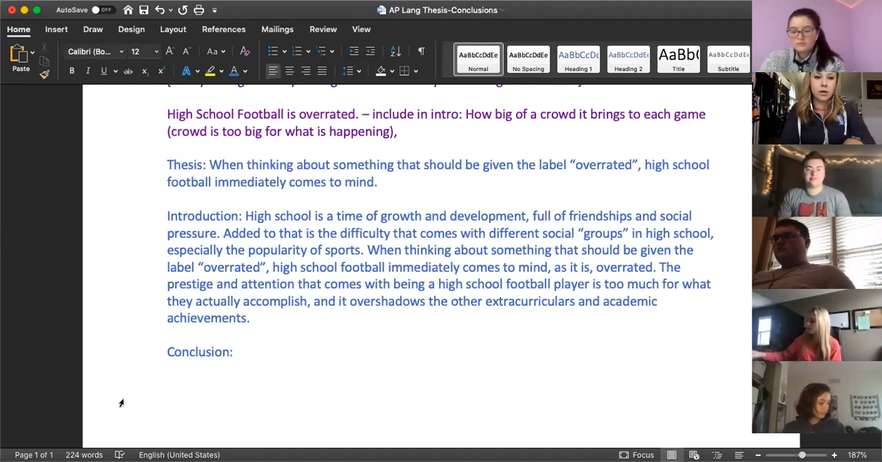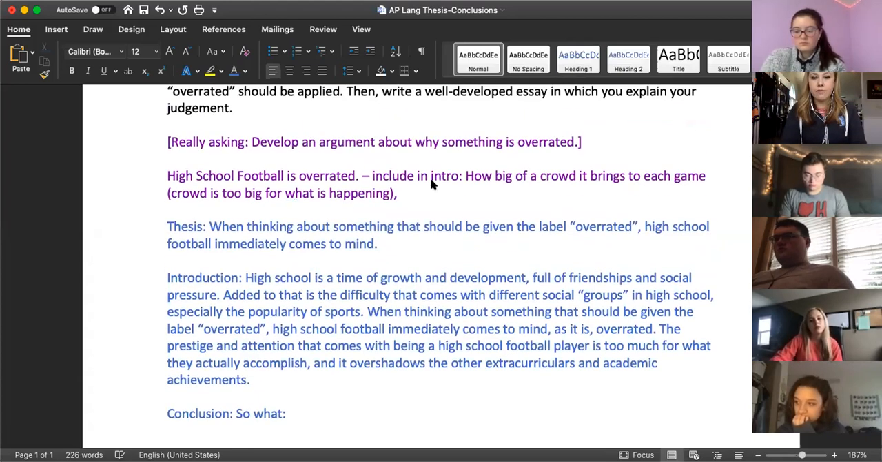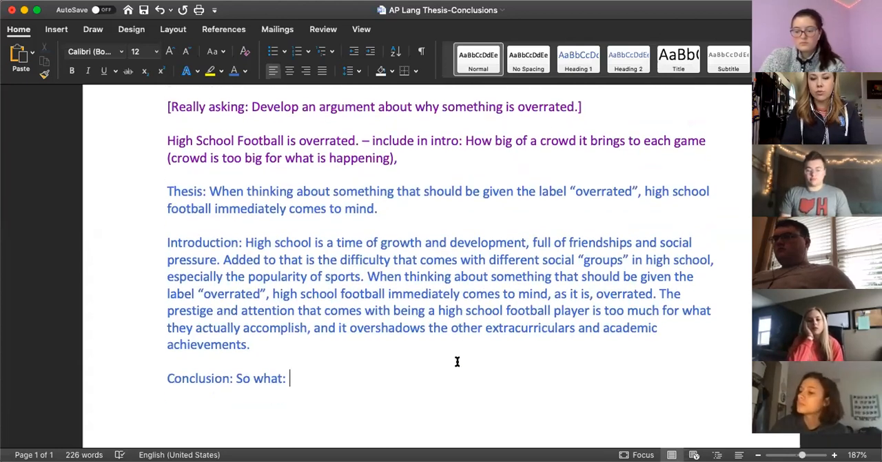And we're not going to spend a whole lot of time looking at writing that conclusion right now. You just want to make sure that you really bring home that so what, right? So what could a really big so what be? And I think that, when we talk about what it's asking us, we have to go back to the prompt. We have to not get away from this. It's developing an argument about why something is overrated. So what? Why does it matter that football is overrated? Well, it matters because this is, oh gosh, guys, sorry.